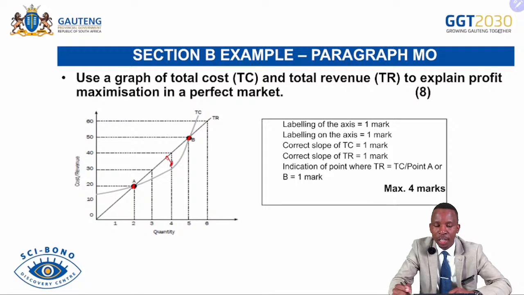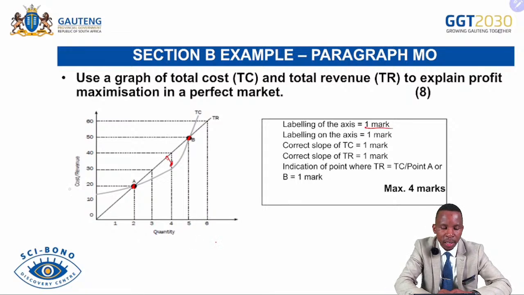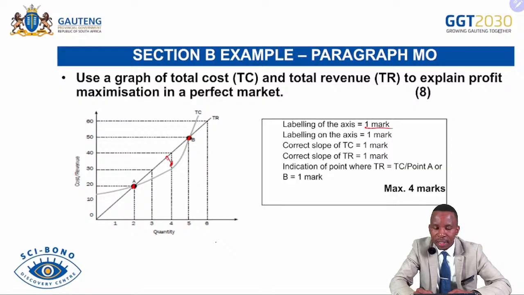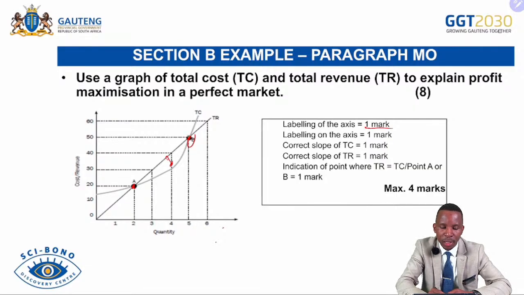So mark allocation, labeling of axis is 1 mark. So by writing quantity and revenues and cost, that will be giving you 1 mark. Labeling of axis, so that means you have 1, and then total cost, the curve, is 1 mark. Total revenue is 1 mark. Indication of the point where total revenue equals total cost, point A or point B. These points will be giving you 1 mark.